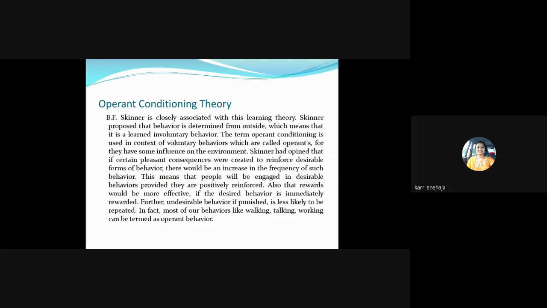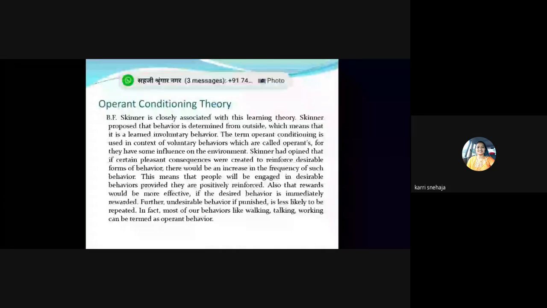This means it is a learned behavior. The term operant conditioning is used in the context of voluntary behaviors.